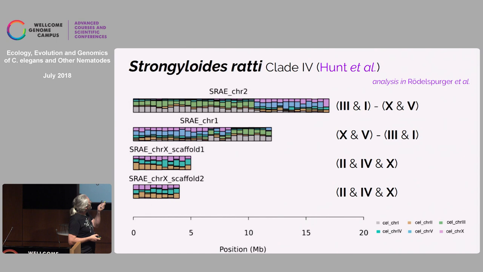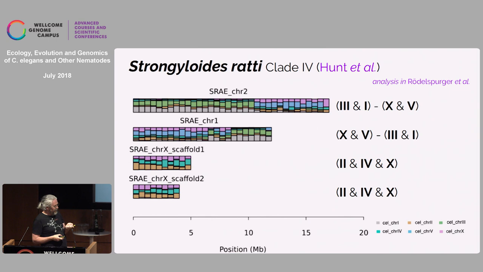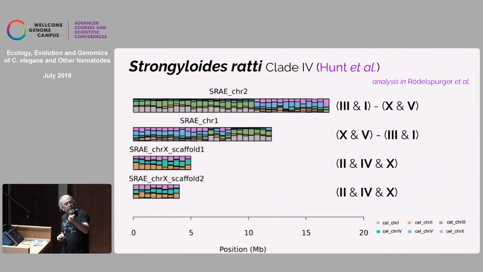Christian and Rödelsperger et al. also analyzed Strongyloides ratti, which James Cotton and colleagues and Vicky Hunt produced a chromosomal assembly of earlier, and showed that Strongyloides ratti chromosome 2 looks very much like a mix-up of 3 and 1, and a mix-up of X and 5 again in C. elegans. Chromosome 1 looks like a mix-up of X and 5 with a bit that's a mix-up of 3 and 1, and these ones are slightly more confused. So this association between X and 5 extends out to clade 4.